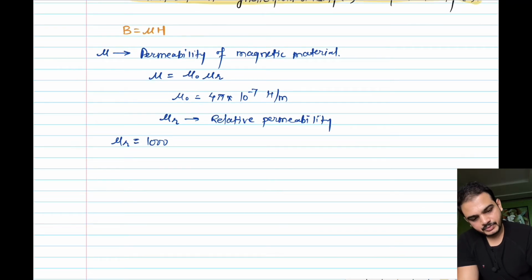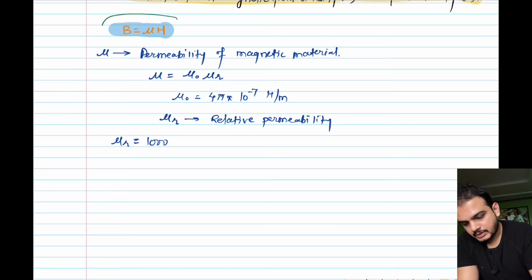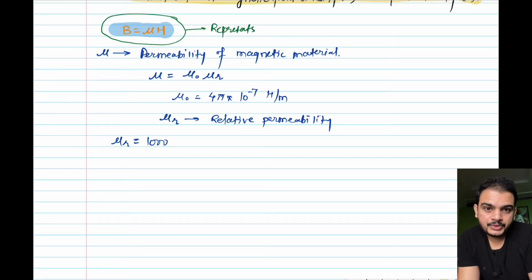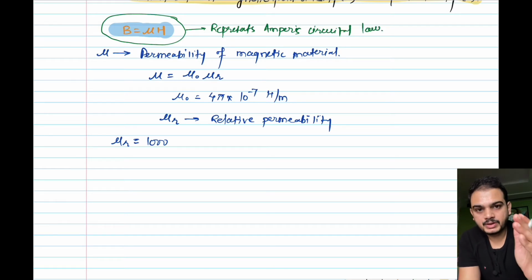So we have this equation, B is equal to mu H. Remember this equation, B is equal to mu H. It represents Ampere's circuital law. From Ampere's circuital law we got B is equal to mu H.